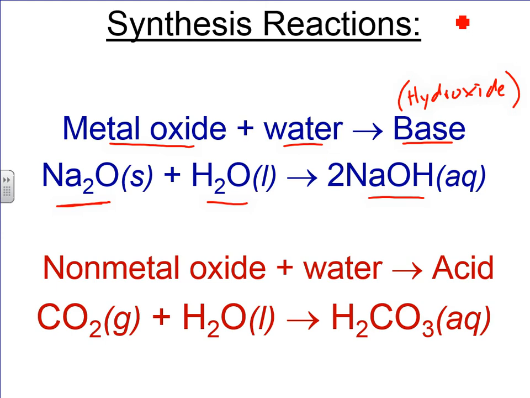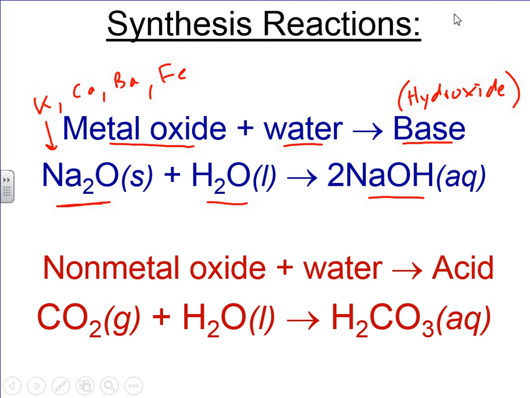Now this could be substituted with any metal, so you can put potassium in here, you can put calcium in here, barium, really any metal you'd like. The same reaction results. Usually we limit this to group 1 and group 2 metals, but you can also put iron in here, and iron oxide will technically produce an iron hydroxide.